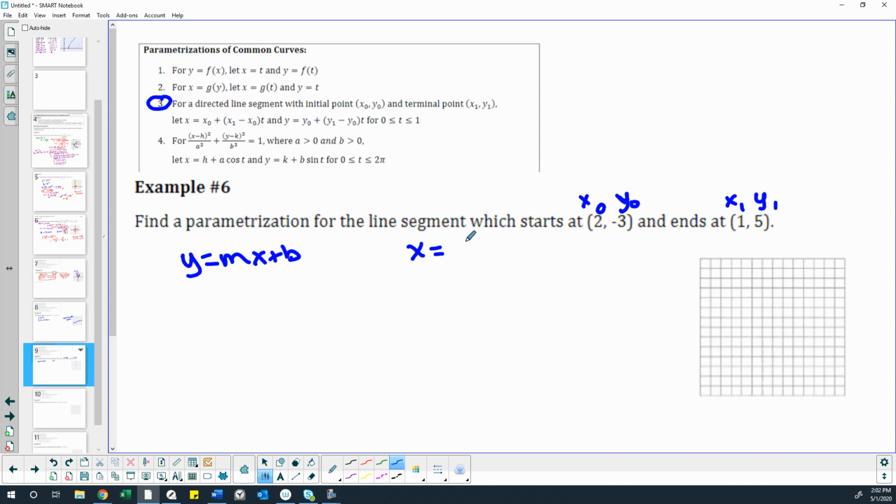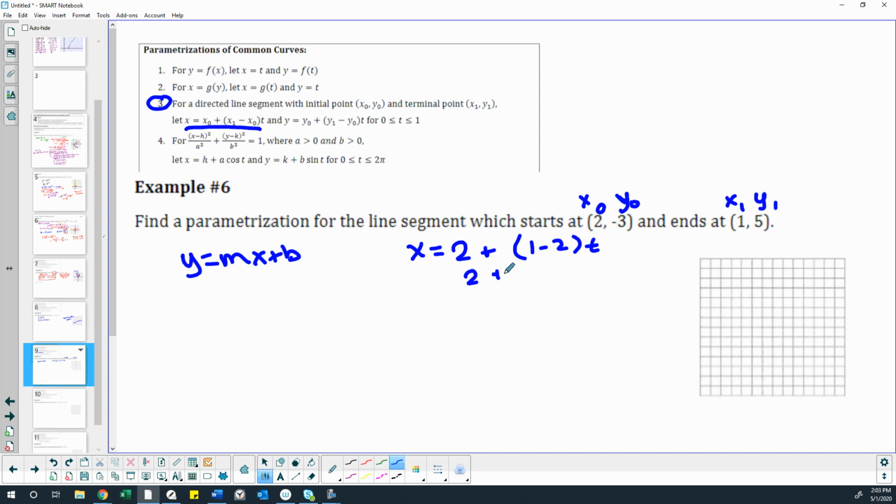So x would equal x naught, which is 2. And then I'm just following this formula right here. x1 minus x naught, which would be 1 minus 2. And that would be times t. So that's kind of like giving us our slope because it's the rise over run for just those x values, right? And then the variable is t. So we're not actually doing a run. We're just doing the x distance from here to here, which is going to be the slope for this line with parameter t. Okay, let's simplify this a little bit.